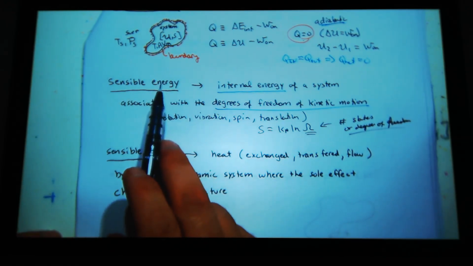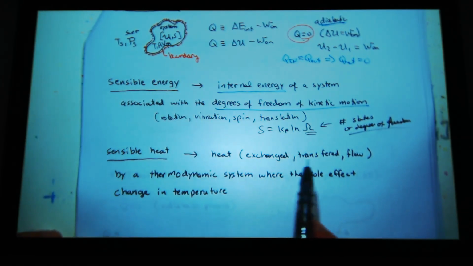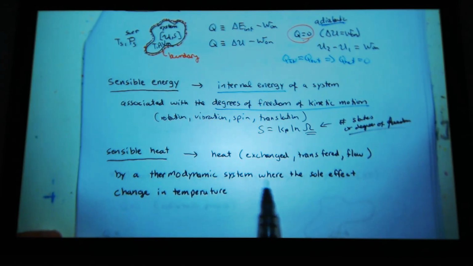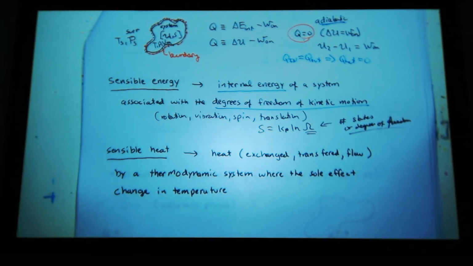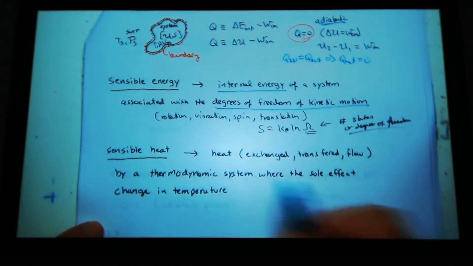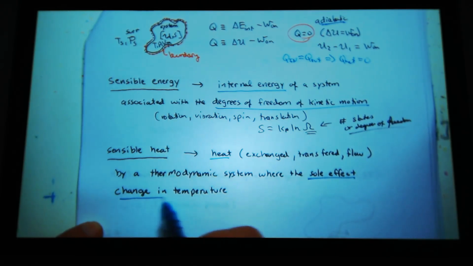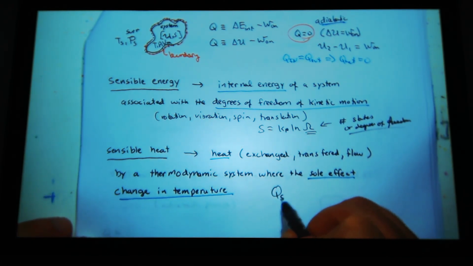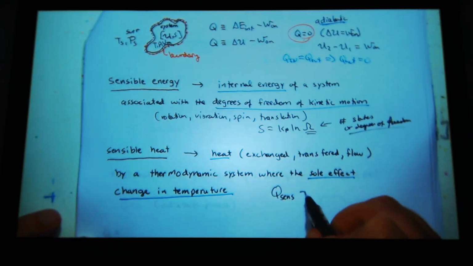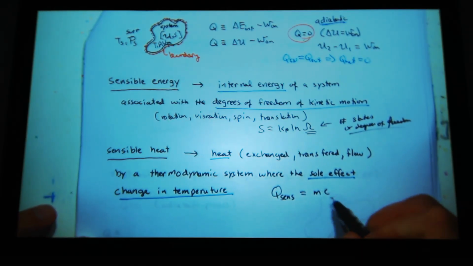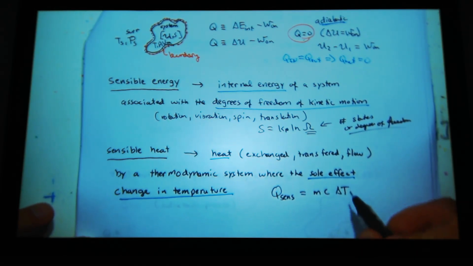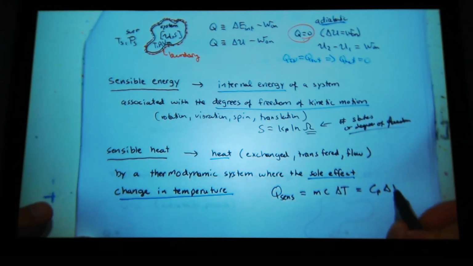So this has energy. Now it's heat, exchanged, transferred or flowing by a thermodynamic system where the sole effect is a change in temperature. So heat, sole effect, change in temperature. Sensible heat. I can write an equation for Q sense is equal to the mass times the heat capacity times delta T. Or I can make a big C_P, delta T.